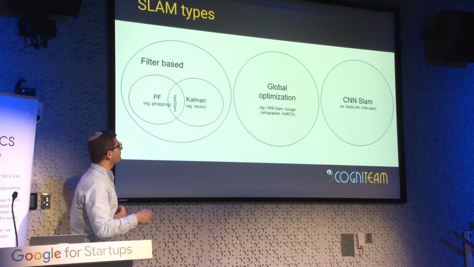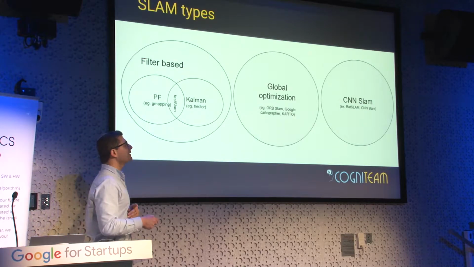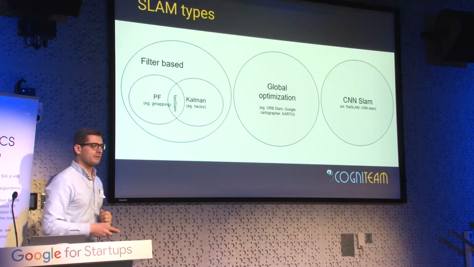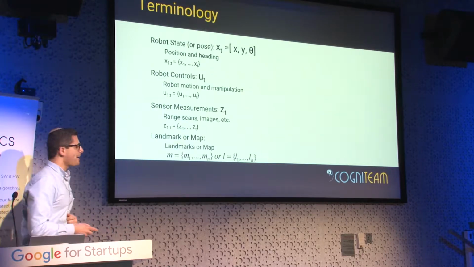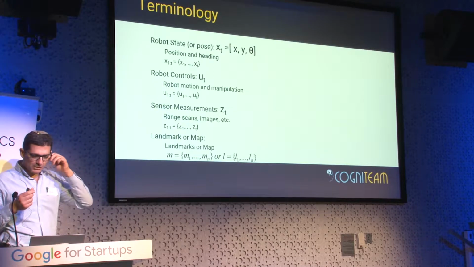There are also global optimization algorithms. I'll talk about them later. And now a newer one, called CNN SLAM, based on neural networks. So let's talk a bit about terminology in SLAM.